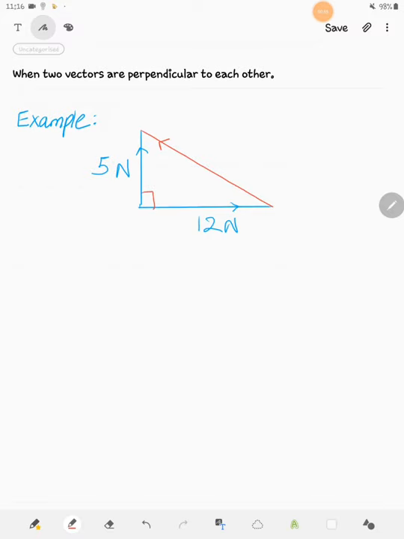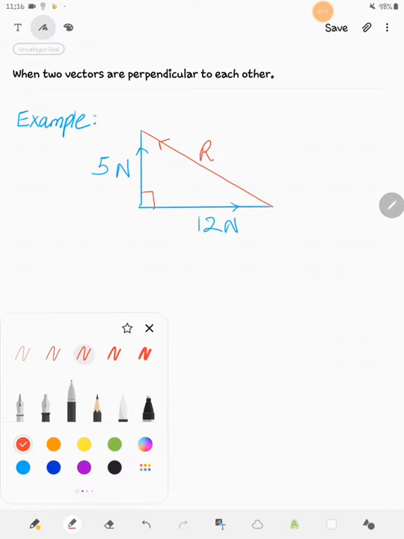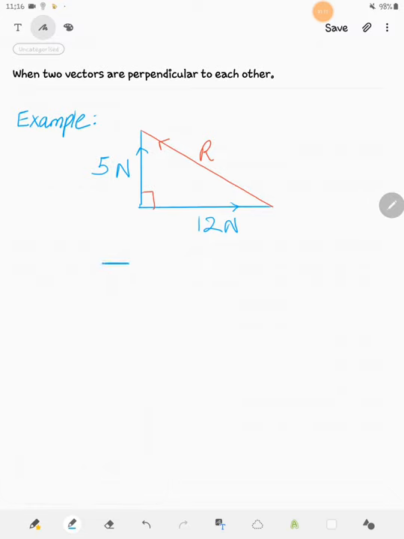Okay, then to get the final direction of the resultant vector, I will have to look for the angle the resultant vector R forms with either the 5 Newton vector or the 12 Newton vector. So how do we go about getting the resultant vector? This is a right angle triangle, so you can just use your Pythagoras theorem. If you use your Pythagoras theorem, you are going to have the resultant vector squared is equal to 5 Newton squared plus 12 Newton squared.